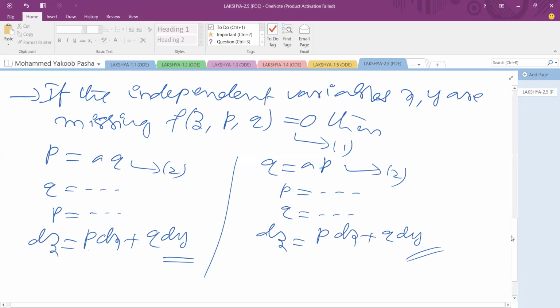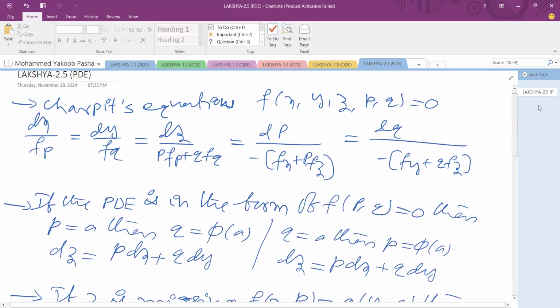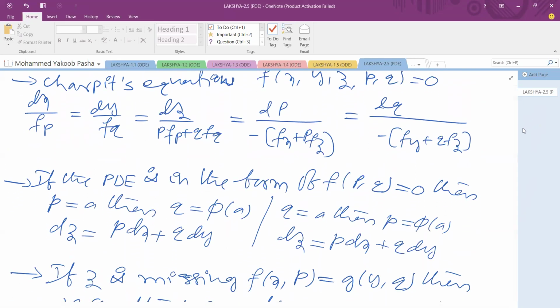We should remember, when the equation contains p and q only, first order partial derivatives, in this case we have to take p = a and q as a function of a in the given equation, and substitute in this equation, we get the required solution. Otherwise you can take q = a and the p value as a function of a, and substitute in this equation, we get the required solution.